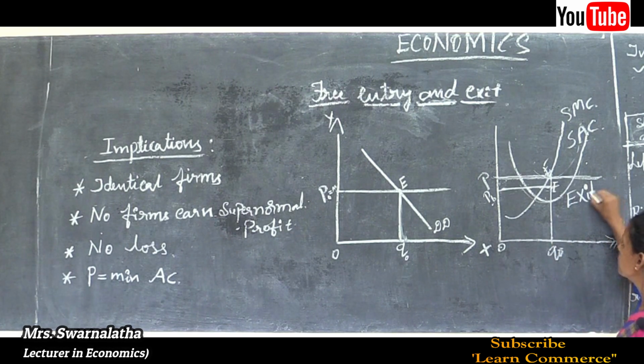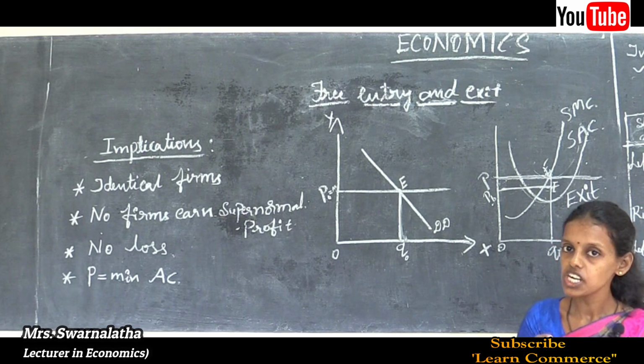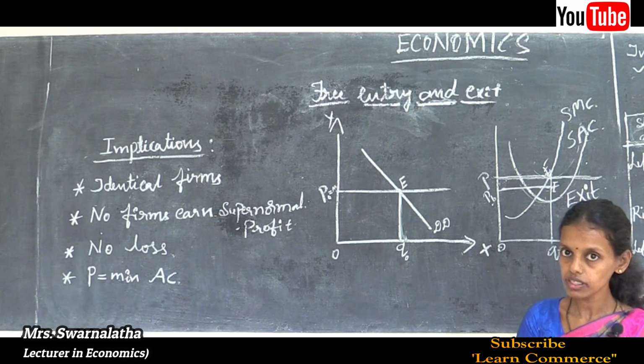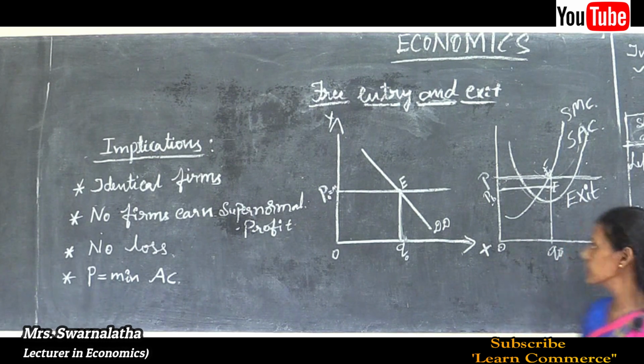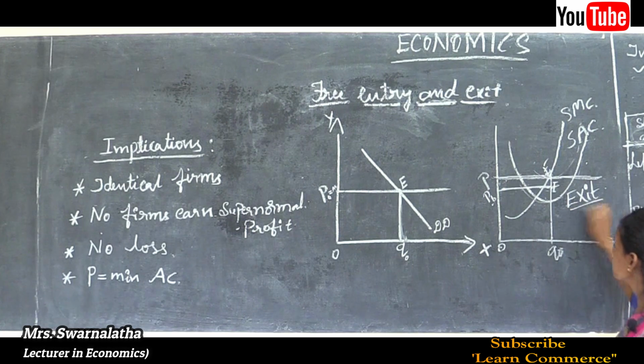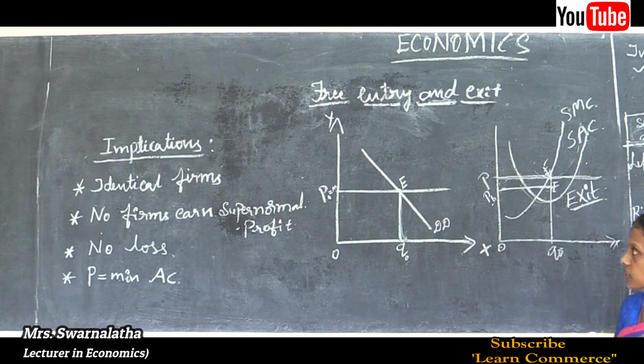Many of the firms exit from the industry. This point is also said to be the shutdown point. Firms can either go out from the industry or shut down their business, the exit situation. So, when does supernormal profit occur?